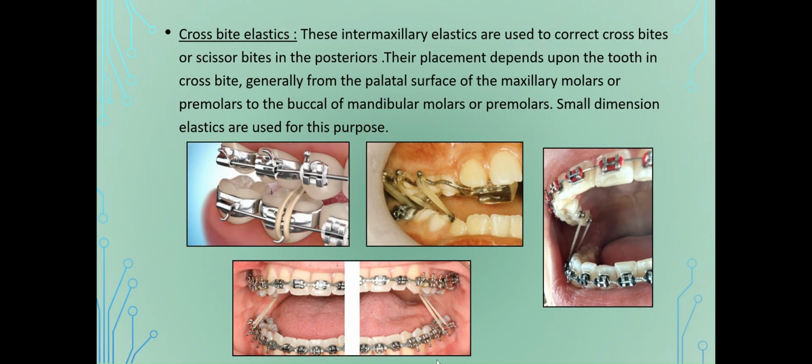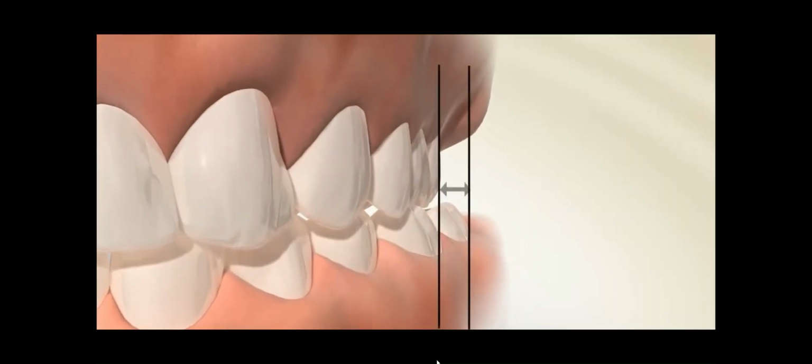Crossbite elastics. These intermaxillary elastics are used to correct crossbites or scissor bites in the posteriors. Their placement depends upon the tooth in the crossbite, generally from the palatal surface of the maxillary molars or the premolars to the buccal of mandibular molars or premolars. Small dimension elastics are used for this purpose.